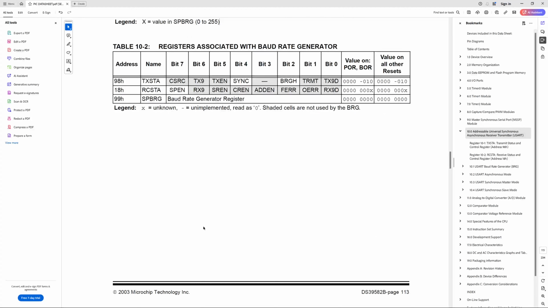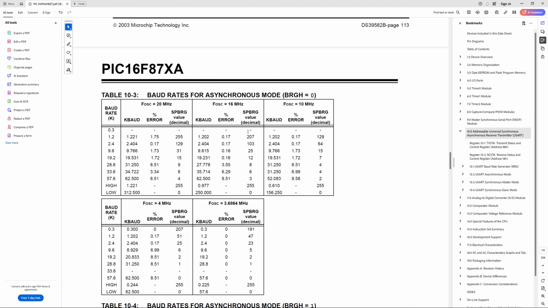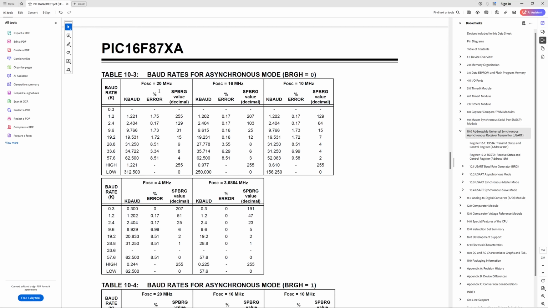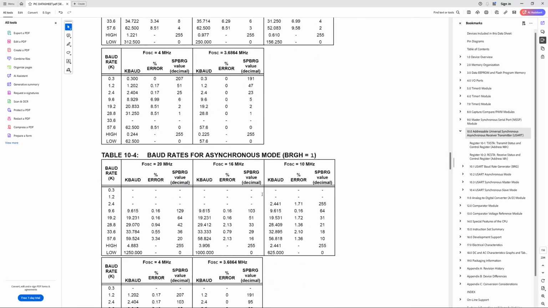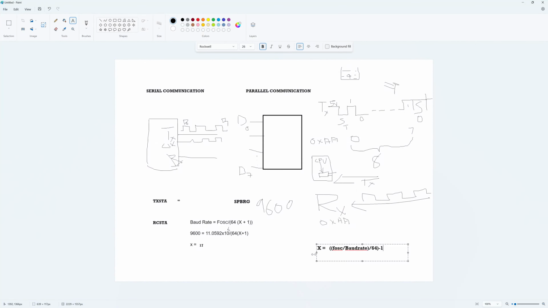Based on the SPBRG value, we have many charts here. They calculated it for you. If you are soldering a 20 megahertz crystal with your microcontroller, you can see the SPBRG value for different baud rates. For 9600 baud rate, they are using 31 if you are using 20 megahertz. For 10 megahertz and a 1200 baud rate, you need to keep the value 129. So you can use the chart, or else you can use the equation to find out the value of x.